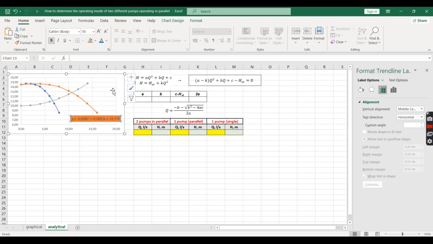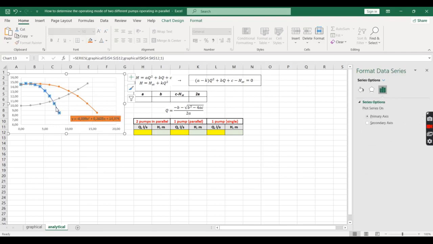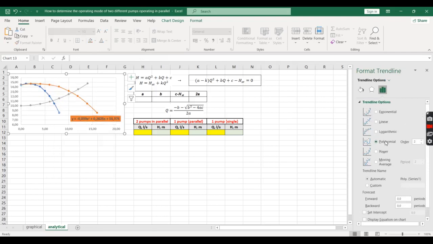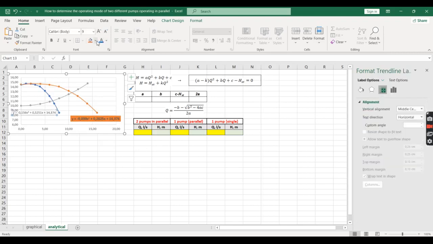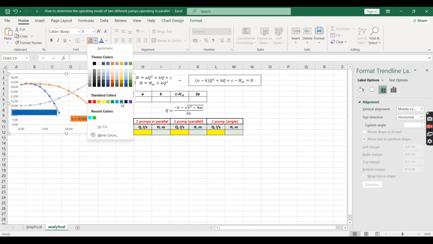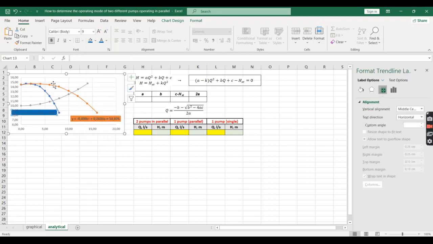Okay, so now let's repeat the same action for the second curve, the individual head curve of the pump. So at trendline, select second degree polynomial and display the equation on chart. Okay, so let's color it in blue and highlight it, so to know that this is the equation concerning the individual head curve.